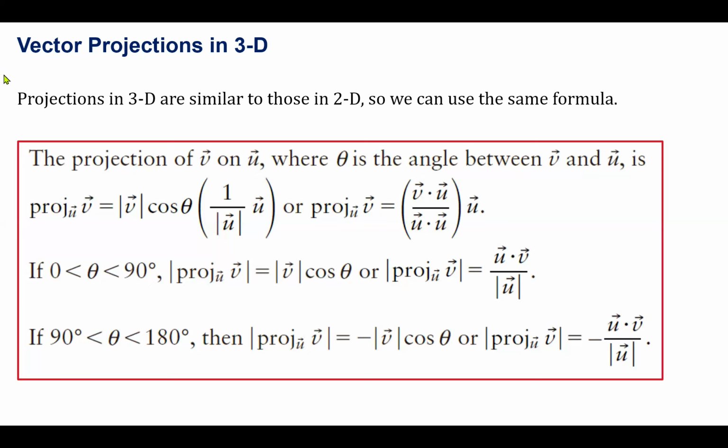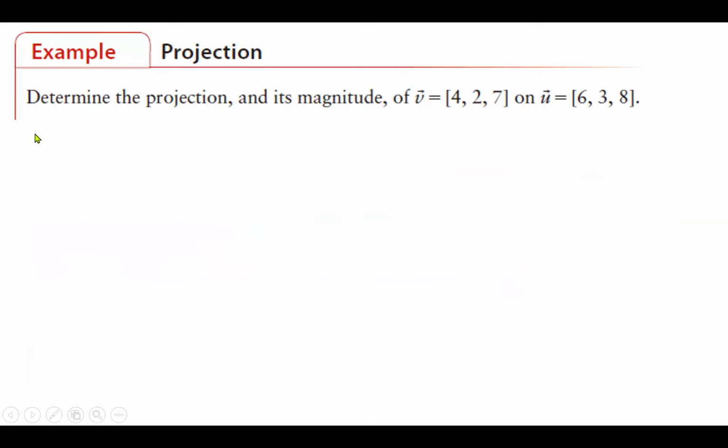Okay, so let's use this concept to solve a problem like this. Can you determine the projection and its magnitude of vector v, which is given by 4, 2, 7, on another vector u, which is given by 6, 3, 8? Okay, I'll give you 5 minutes to consider this problem by yourself.